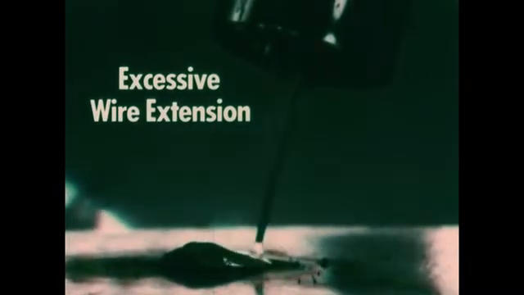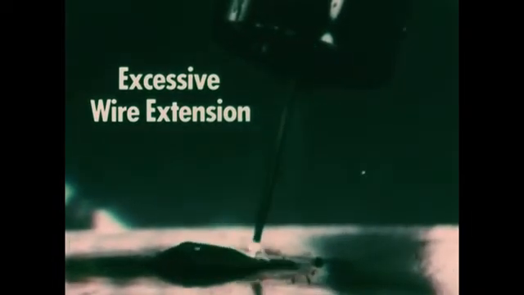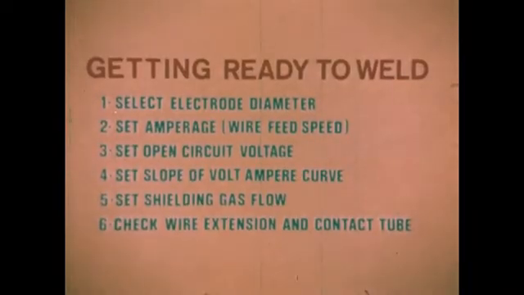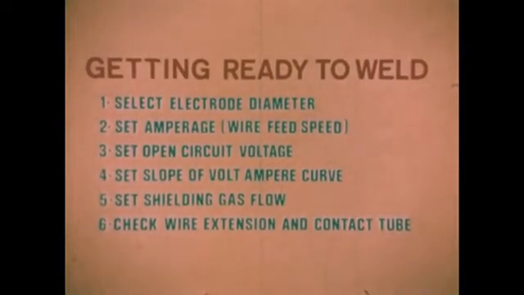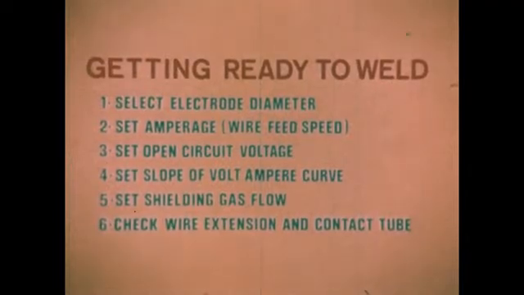If the operator permits too much wire extension, the gas shield is reduced. Large globules build up, probably caused by the additional electrical resistance of the wire length. A sporadic and unstable arc results. These 6 steps, taken in order, provide a very practical guide for the efficient application of the short-circuiting metal transfer method of welding.